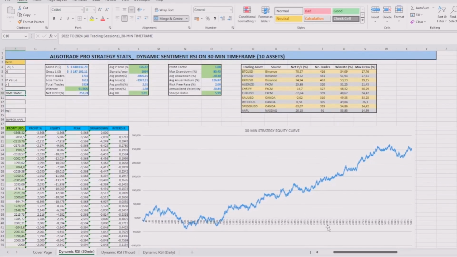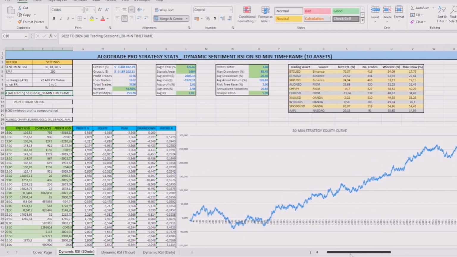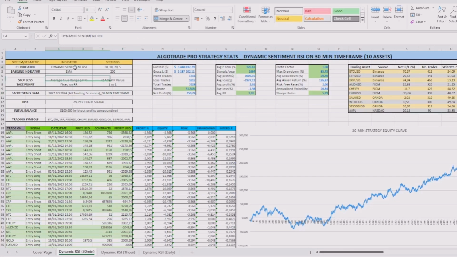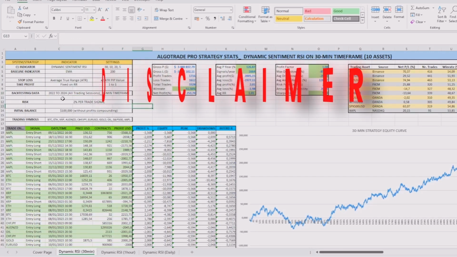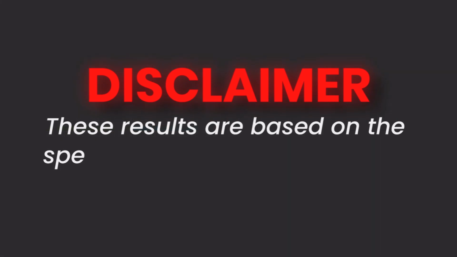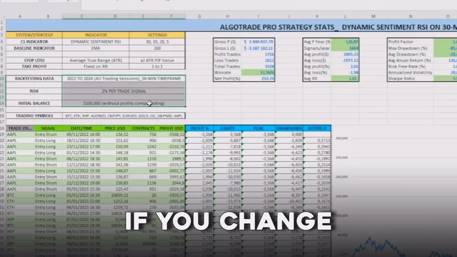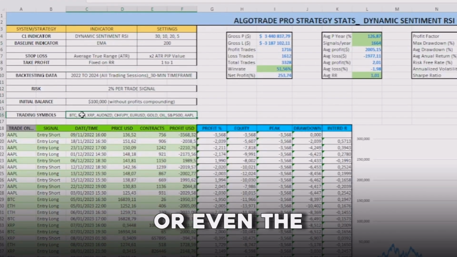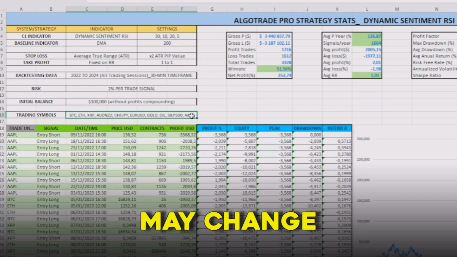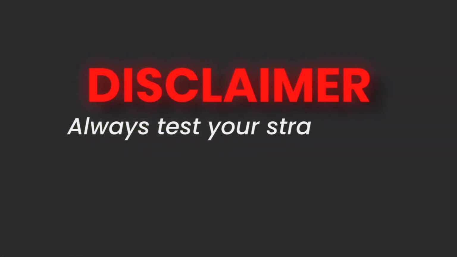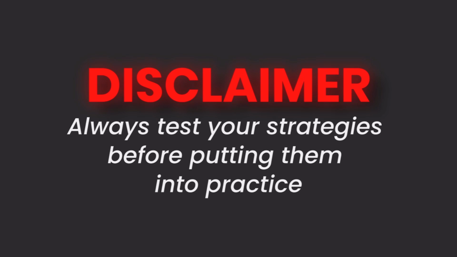So, if you are a trader who prefers to trade on lower time frames, you should give this indicator a try. Of course, keep in mind that these results are based on the specific conditions and settings I used for this test. If you change the conditions, settings or even the assets, your results may change. So, always test your strategies before putting them into practice.